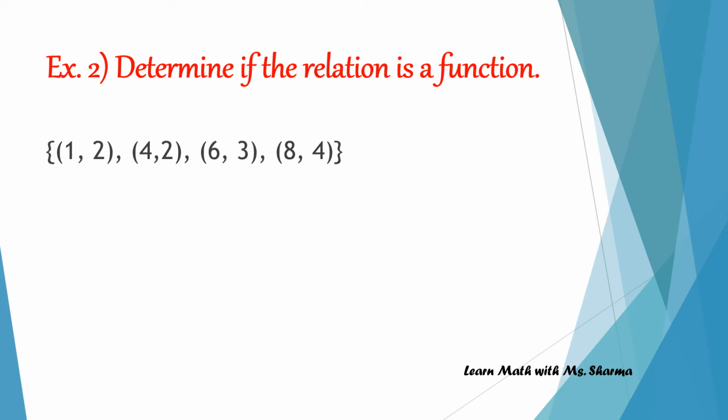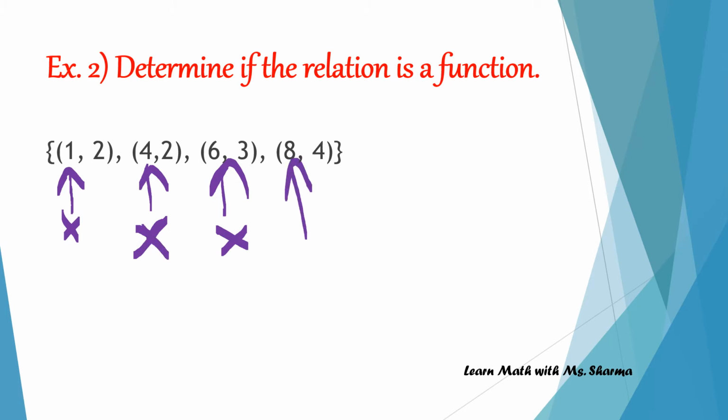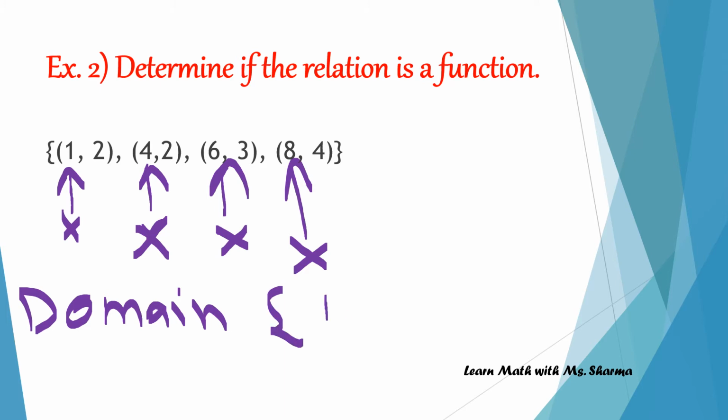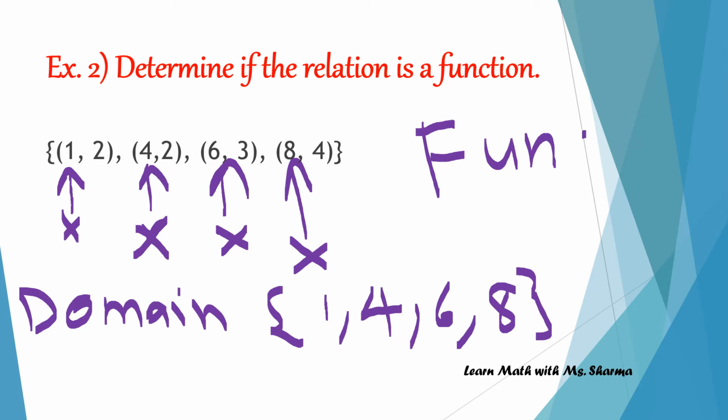Another example, find if the given relation is a function. So let's see our domain, our x values. X is 1, 4, and 8. The domain is 1, 4, 6 and 8. It's not repeated, so therefore this is a function.